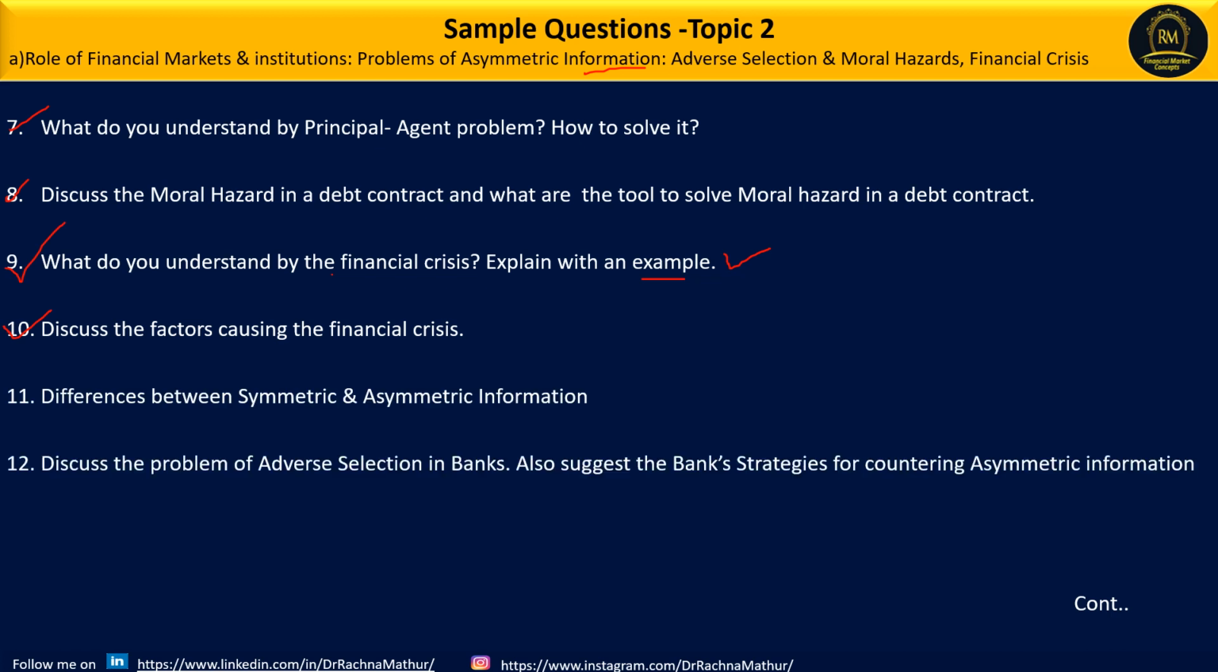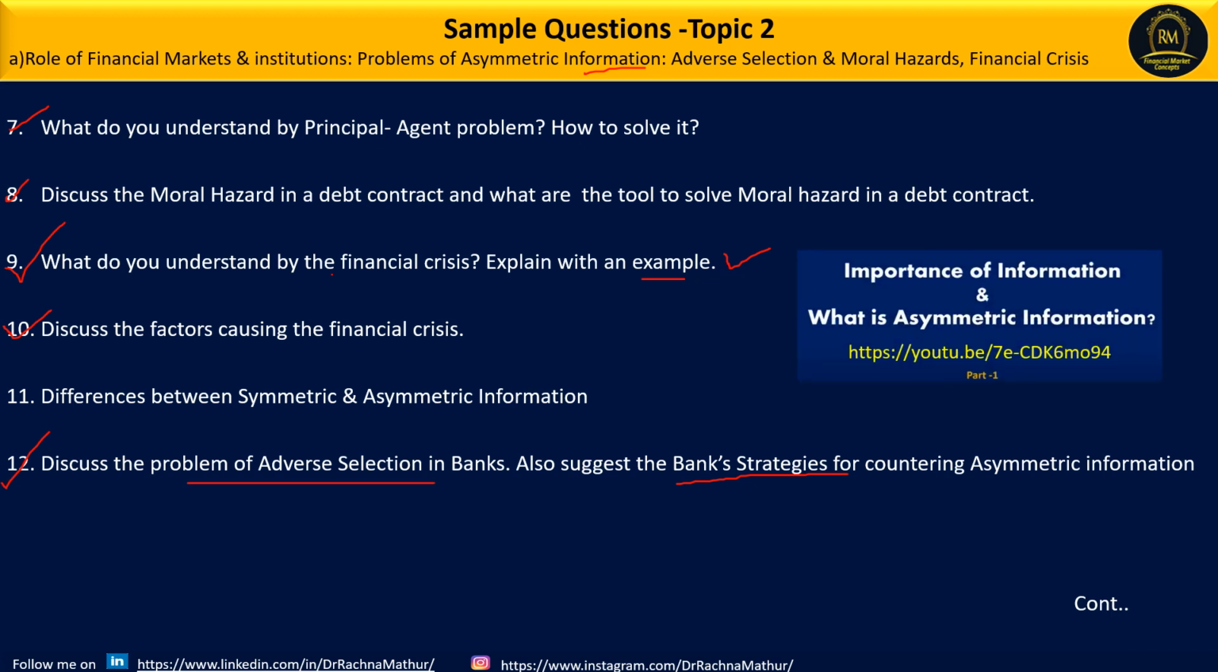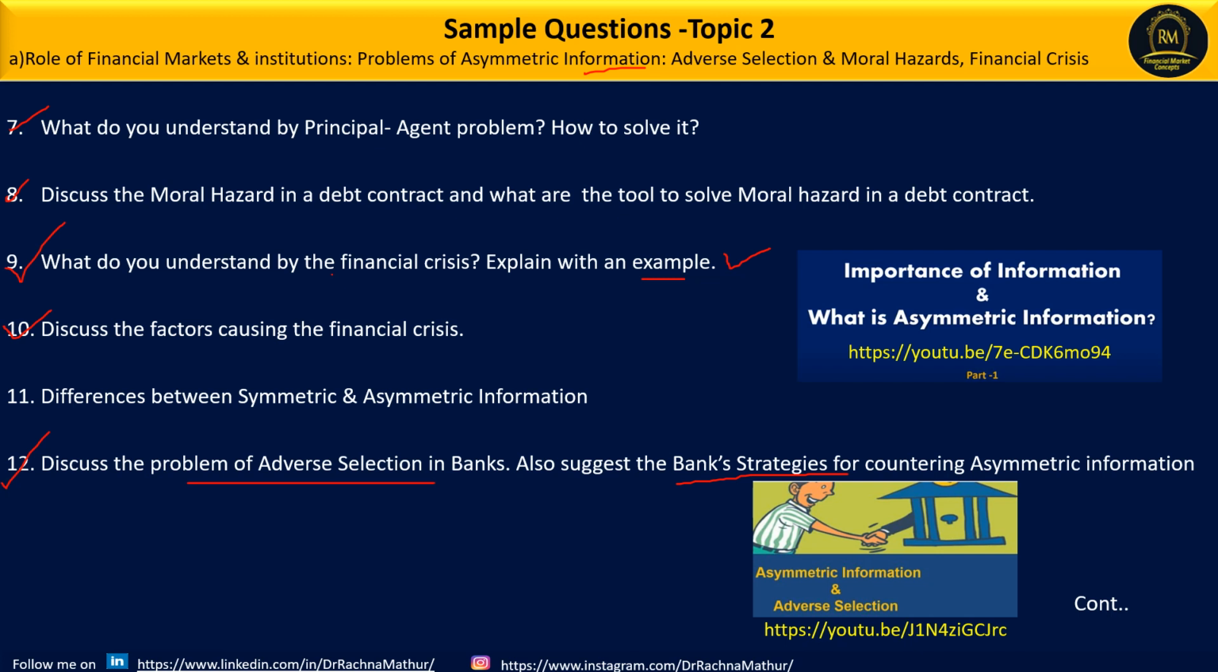Difference between symmetric and asymmetric information, and another very important question is discuss the problem of adverse selection in bank and suggest the bank's strategy to countering the asymmetric information. So to understand this question, I have created a video. You can see this video, importance of information and what is asymmetric information, and this question is in this video. You can see this video. It is from your reading I have created to help you to learn.